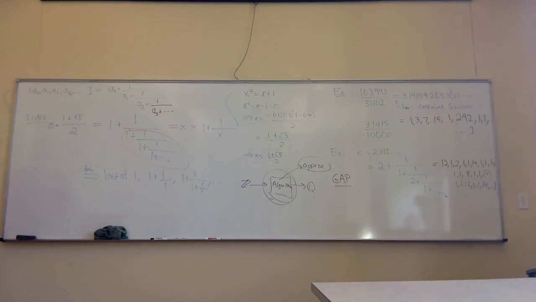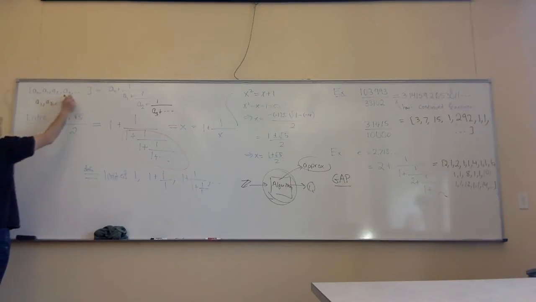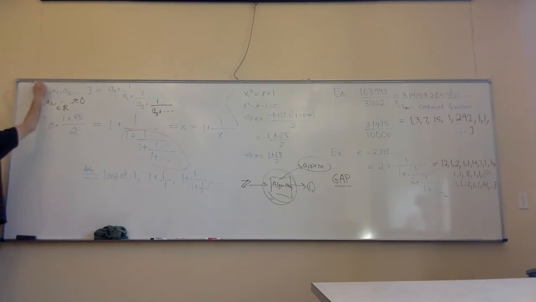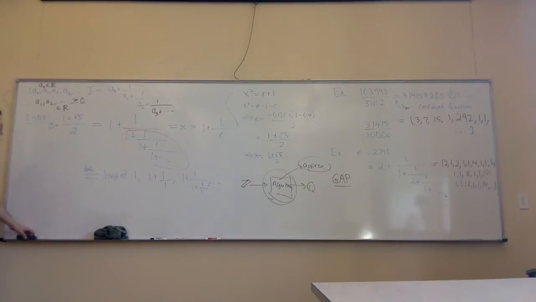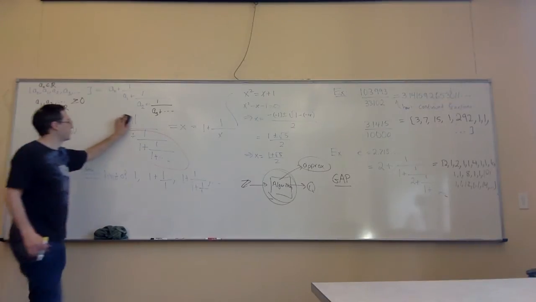One thing, let's assume always that a sub 1, a sub 2, etc., are all greater than 0. They're all positive real numbers. And a0 could just be any real number. So we'll just make that assumption. Otherwise, the theory doesn't work very well.